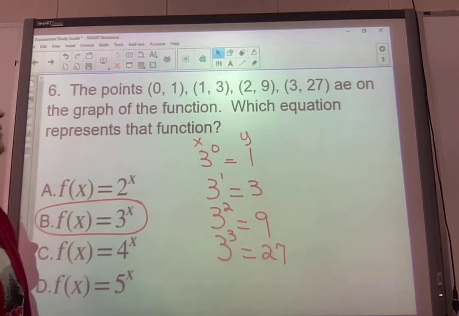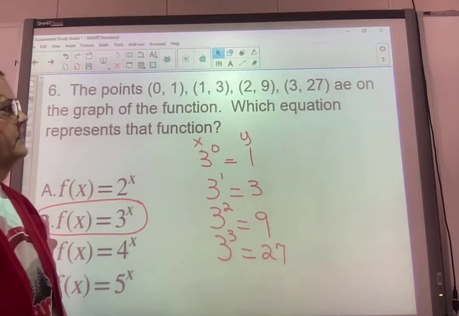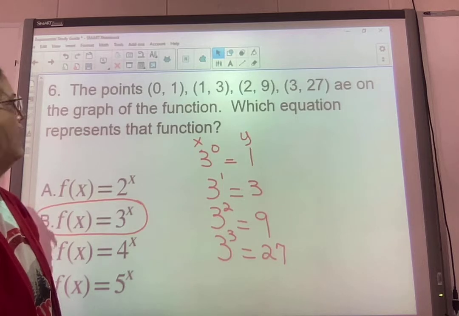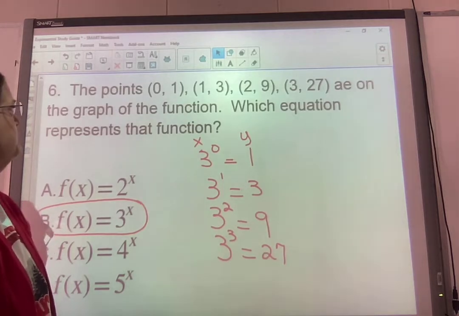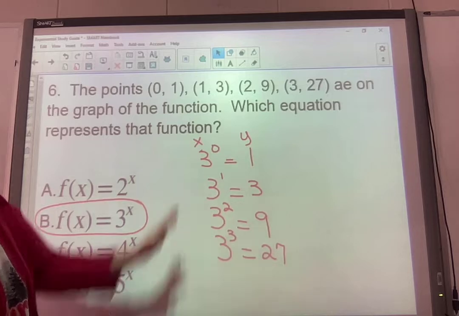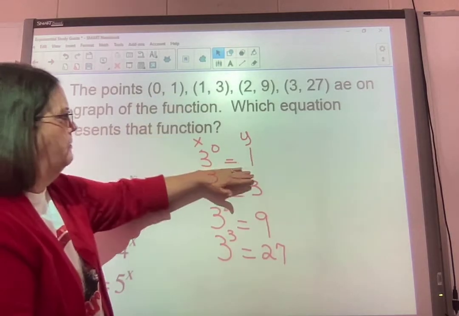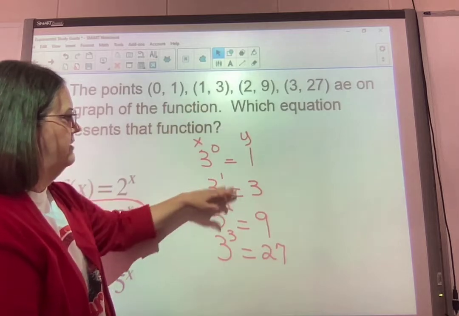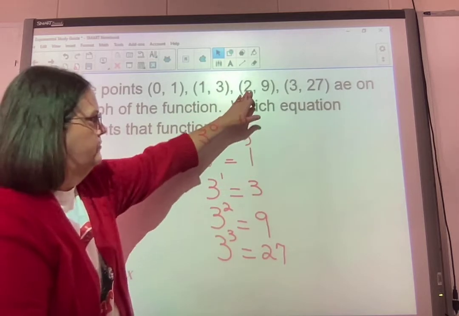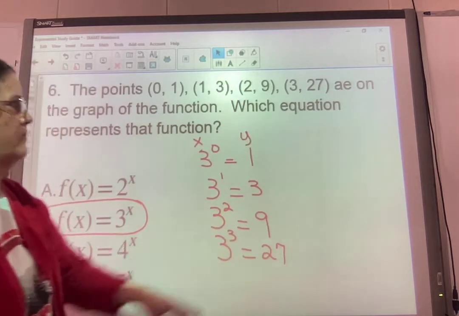The points (0, 1), (1, 3), (2, 9), (3, 27) are on the graph of a function. Which equation represents the function? You have this table, and I wrote it out. For x is 0, 3 to the 0 power, that's 1. 3 to the first power is 3. 3 to the second power is 9. 3 to the third power is 27.